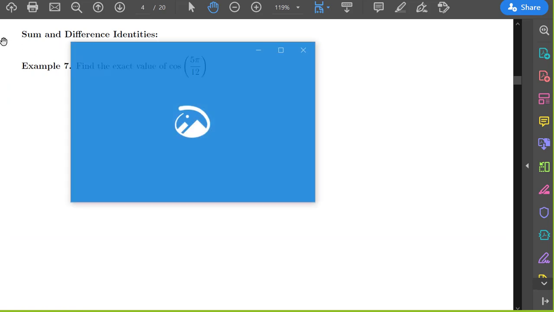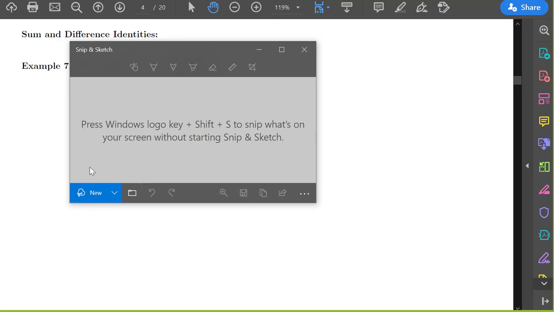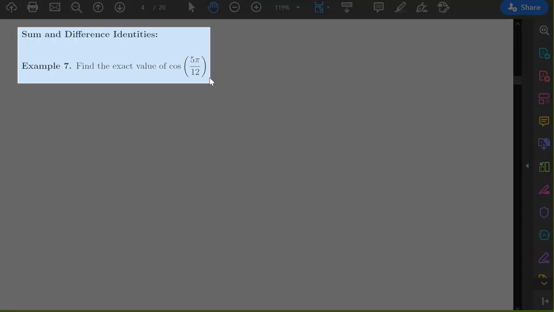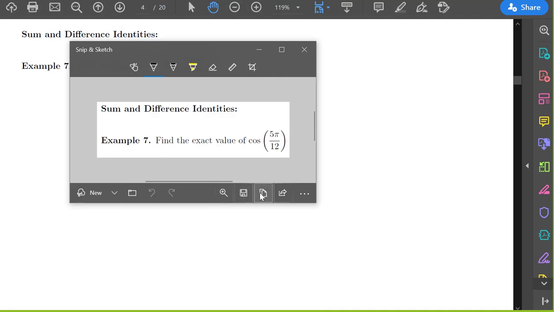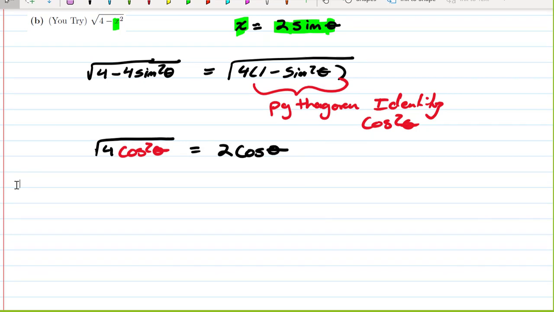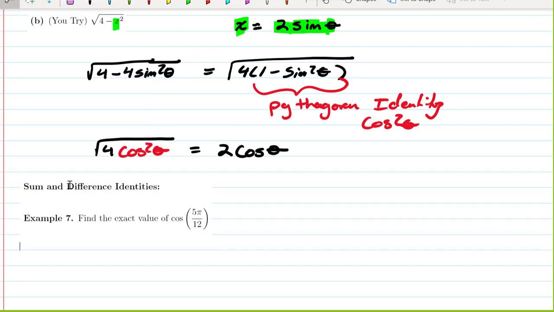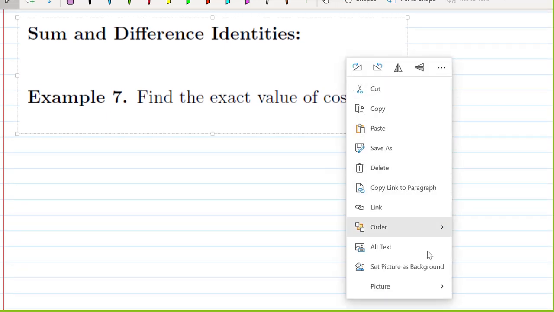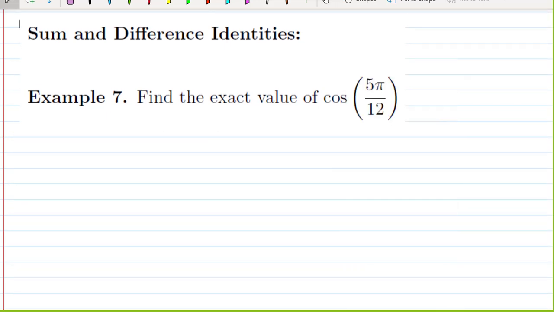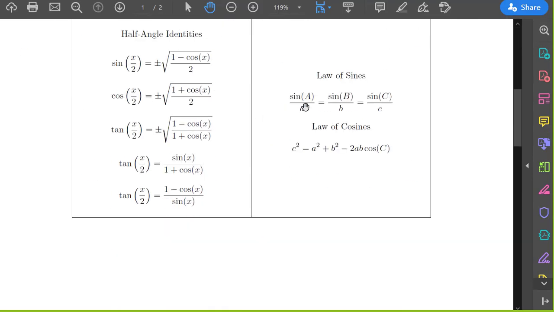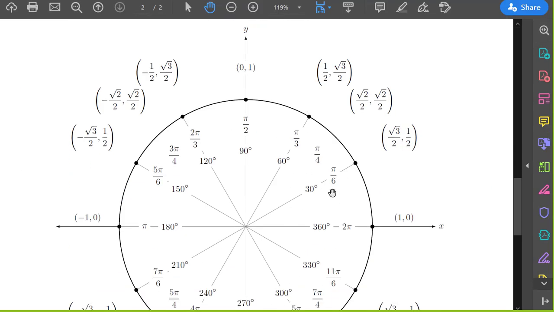All right, so the next thing we want to look at involves our sum or difference identities, which we haven't used yet, and we're going to use them to find the exact value of 5 pi over 12. If we look at our unit circle, the first thing we notice is that 5 pi over 12 is not on our unit circle. In fact, there are no pi over 12s on our unit circle.